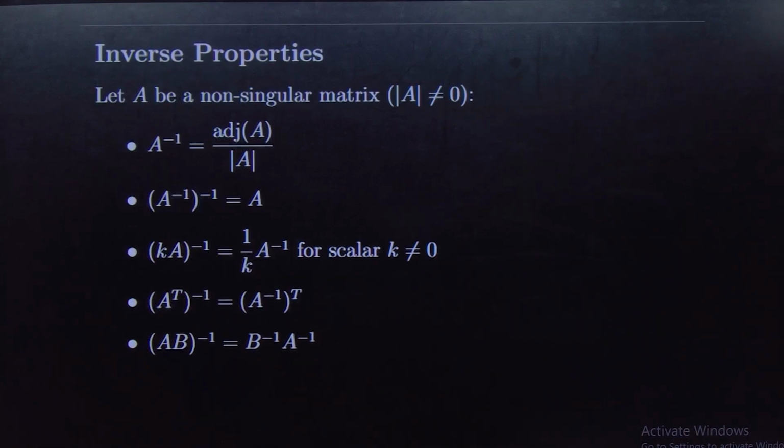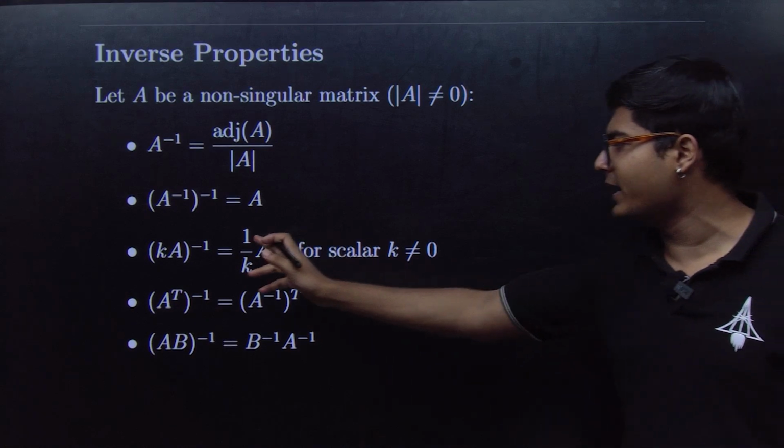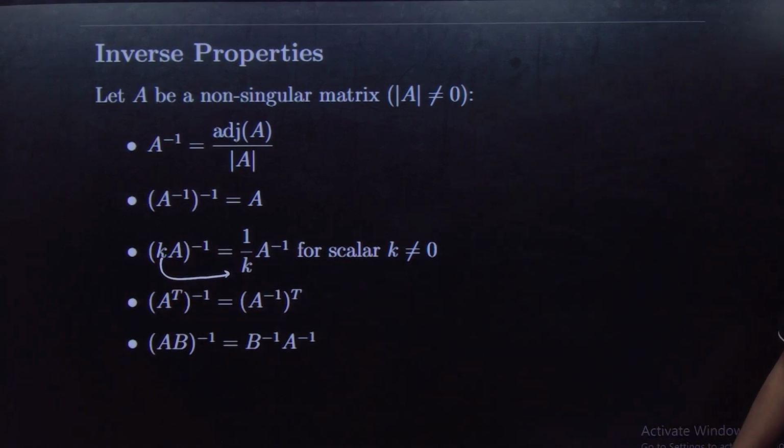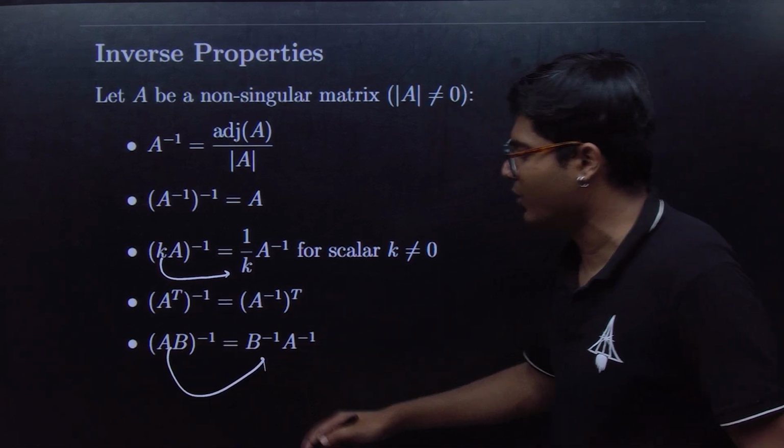Inverse properties. We know A inverse is defined as adjoint of A divided by the determinant of A. (A inverse) whole inverse is nothing but A itself. (K times A) whole inverse is going to be 1 by K times A inverse, right? So you're taking the inverse of the scalar as well. (A transpose) whole inverse is nothing but (A inverse) whole transpose, right? And (AB) inverse is nothing but B inverse A inverse, okay? So even here you change the order of the multiplication, right?